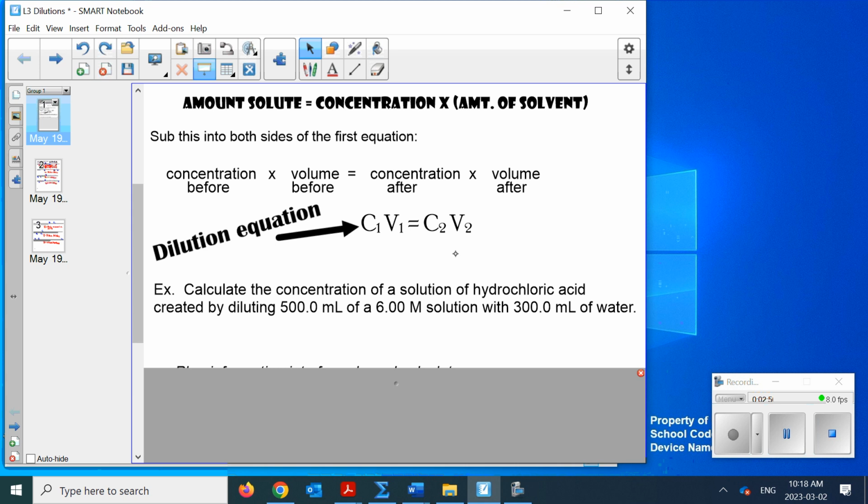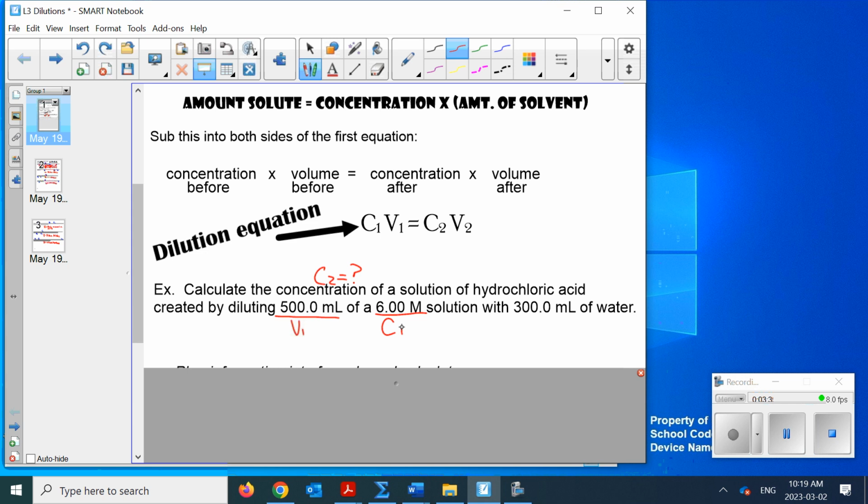So, let's read this carefully and think, okay, hydrochloric acid. We're looking for the second concentration. Calculate the concentration. So I'm thinking, well, C2, that's what I'm wondering. Created by diluting 500 mils. This is what you started with. This is my first one. This is my first concentration with 300 mils of water. I didn't give you the second volume directly.